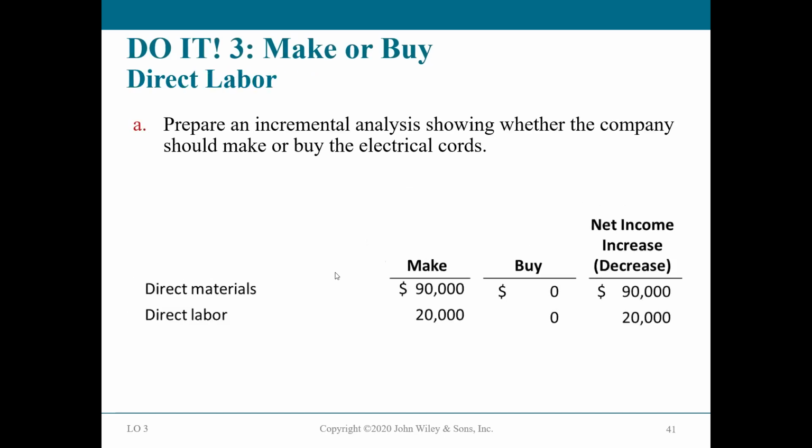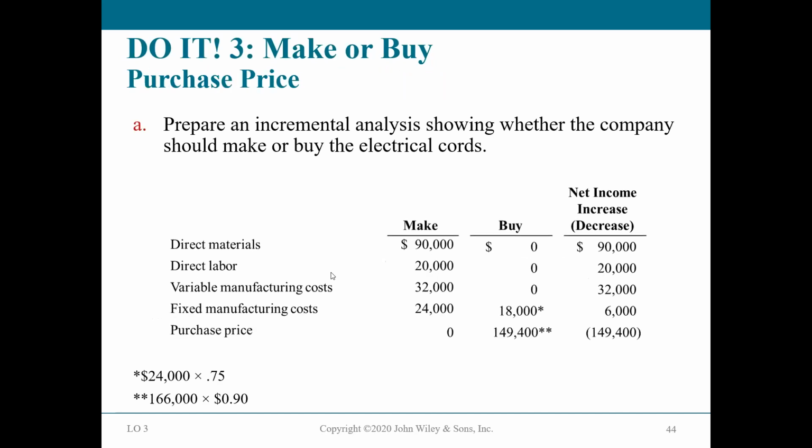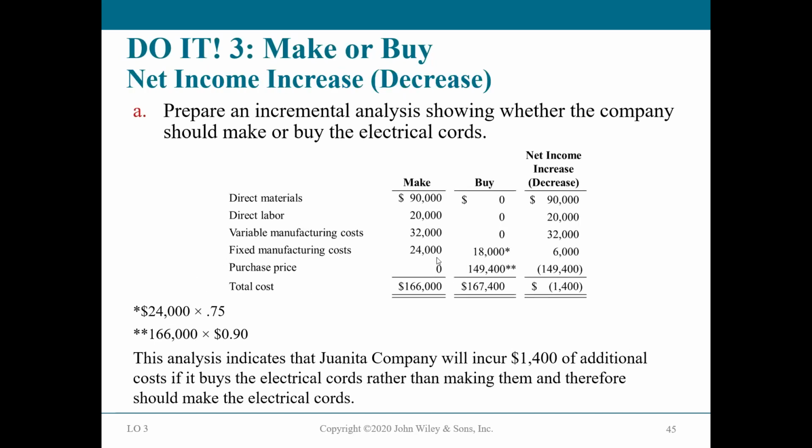In this case, if we make, let's scroll down here. So if we make the items, we'll spend 166,000 as always. And if we buy the items, our fixed manufacturing costs will drop by 25%. So that drops it to 18. And then our purchase price would be 90 cents times the 166,000 units for a total spend of 149.4. In this situation, they would actually decrease their net income by 1,400. So assuming no other variables, they should continue making the electrical cords.